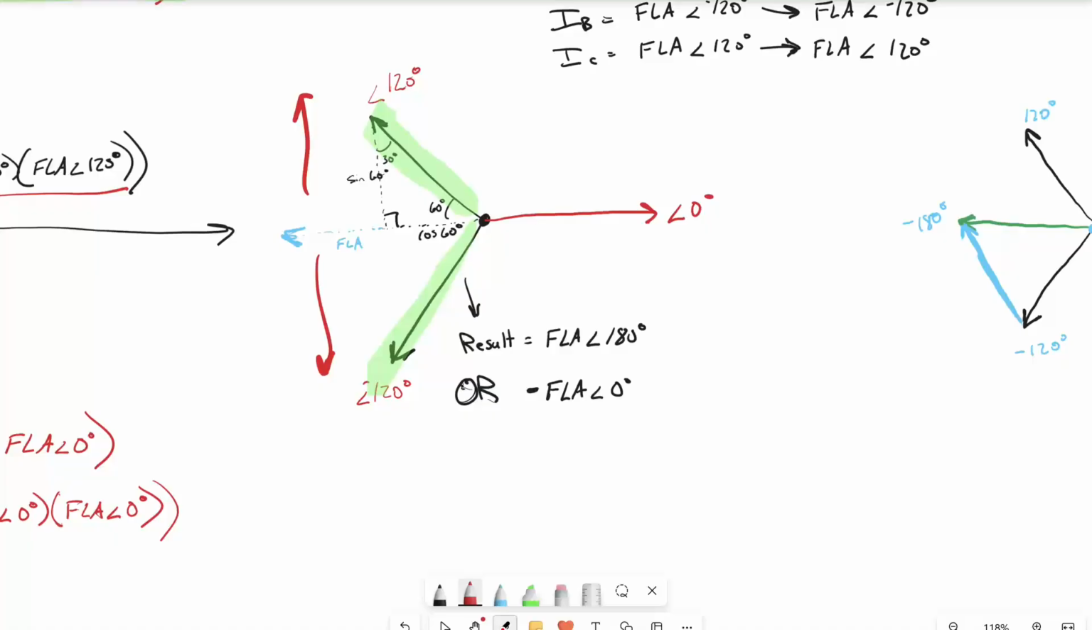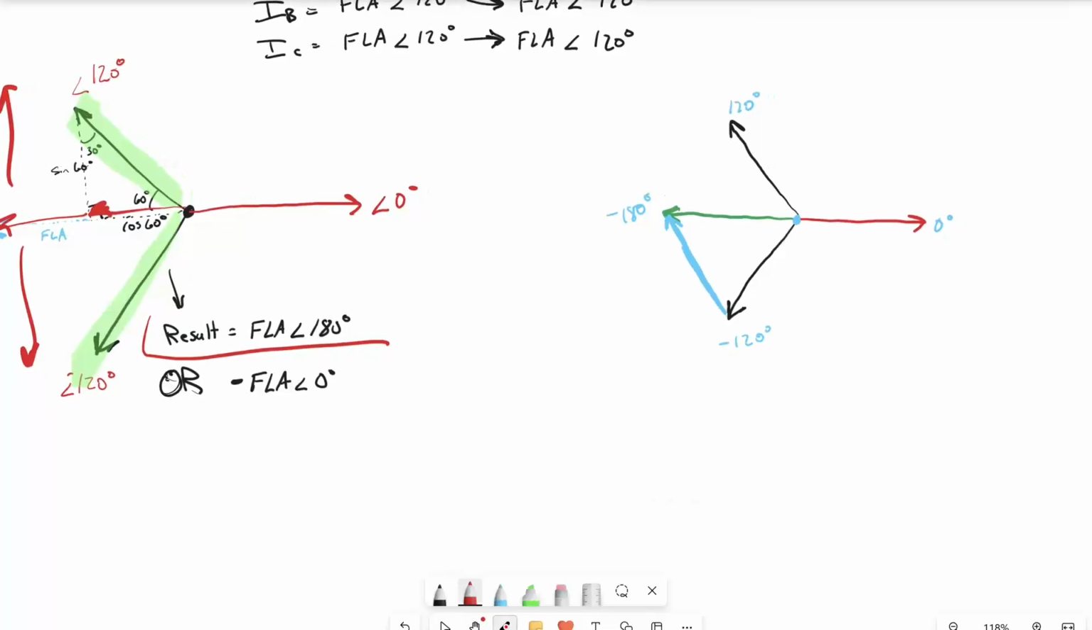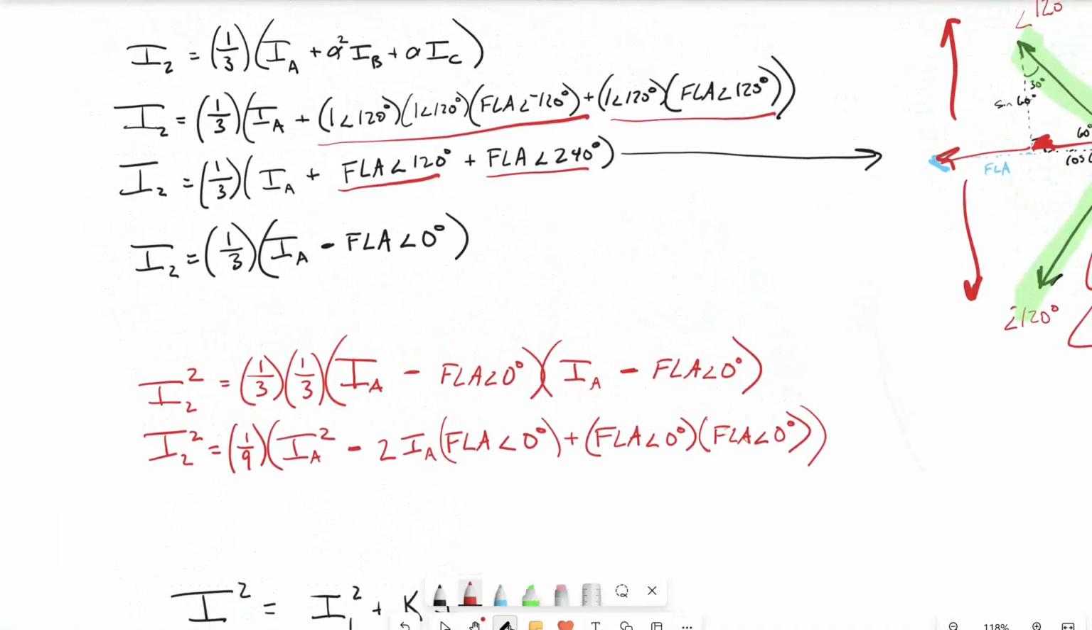And what you're going to be left with, if you do the numbers and really crunch it, is that one of these is halfway, the other one is the other half, and all of a sudden you're back to FLA at 180 degrees, which is right here. Or since we want everything in compensations of 0 degrees, it's going to be minus FLA at 0. We could do that as well. Both of those are equivalent. So crunch the numbers with the Cartesian coordinates if you want, but what you get is this right here, which is going to be IA minus FLA at 0 degrees.